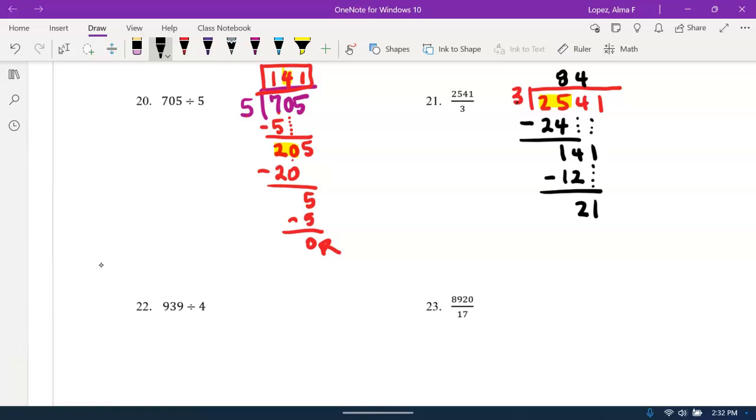Does 3 divide into 21? Yes, actually, and again, here's where our times tables come into play. If you're really sharp on the times tables, you'll know that 3 times 7 is 21. So I don't even have to try anything. I just know that's going to give me the 21. 7 times 3 is 21. Subtract. And there's our remainder. So here's our quotient.